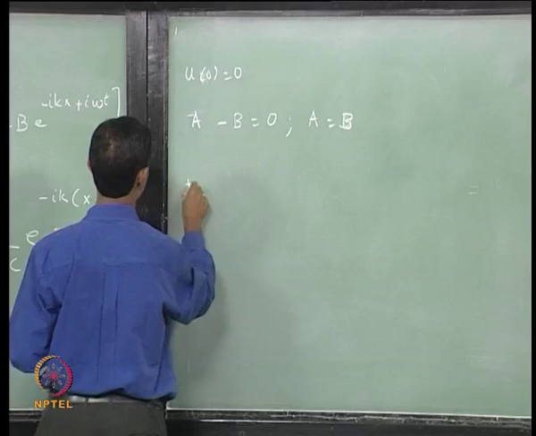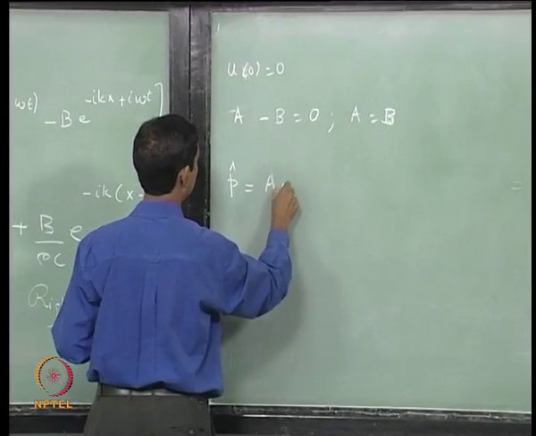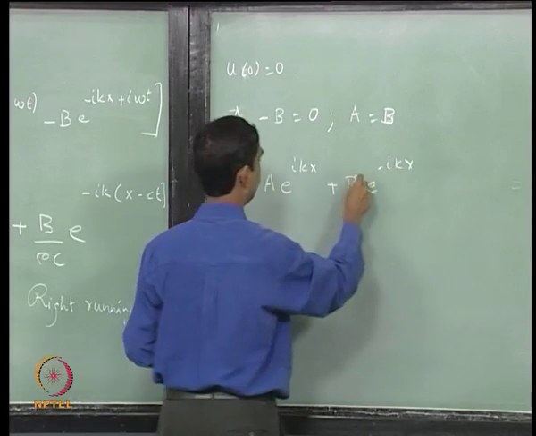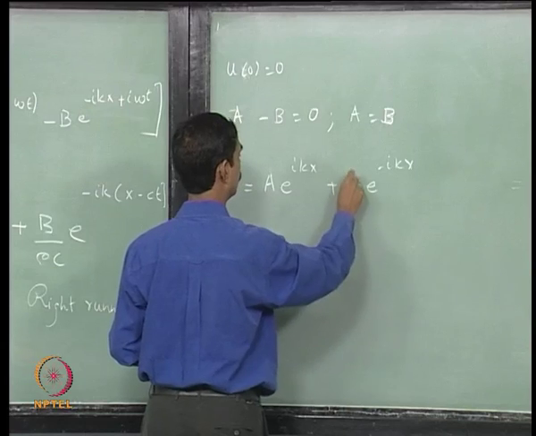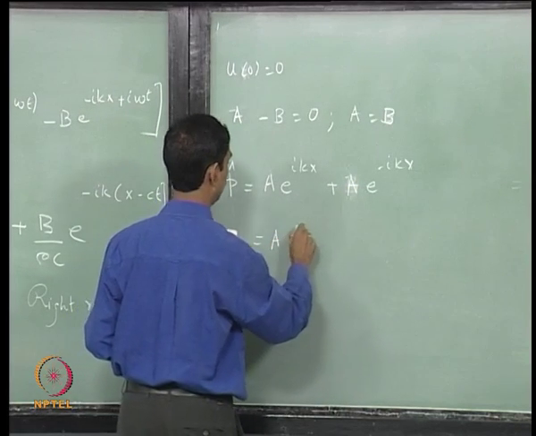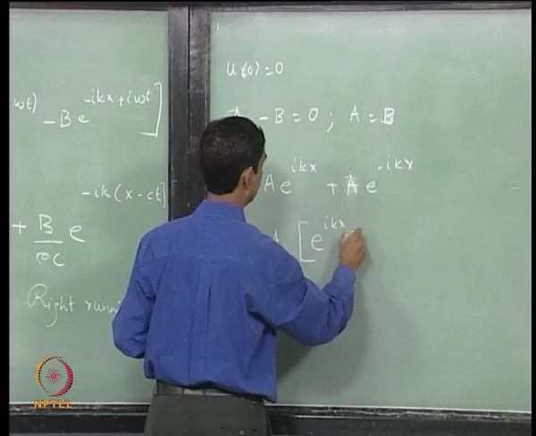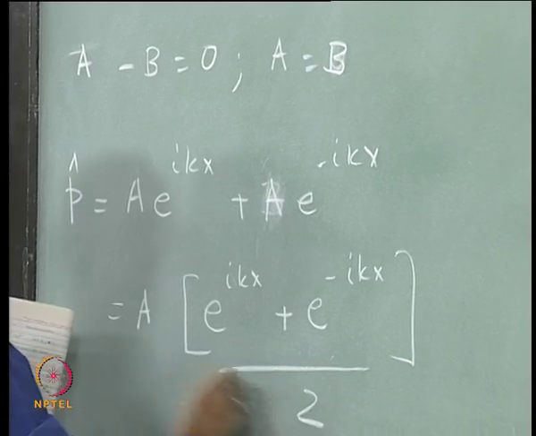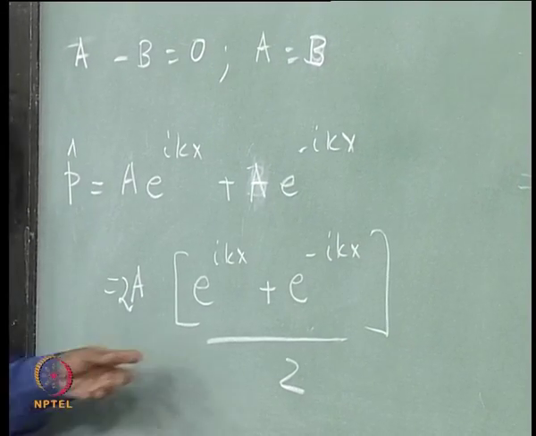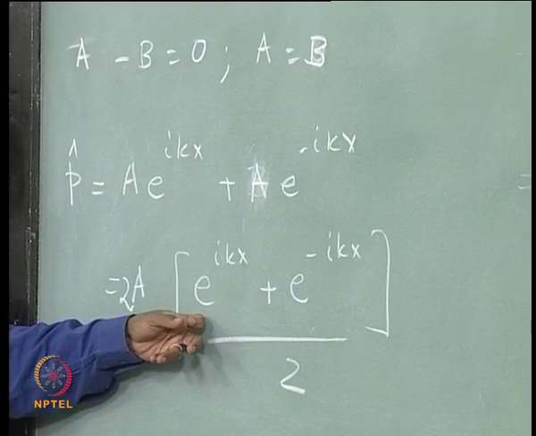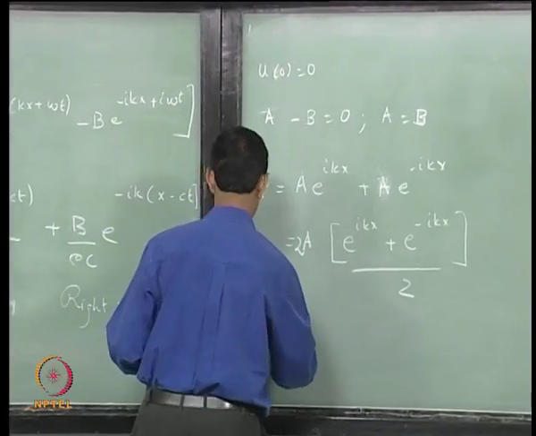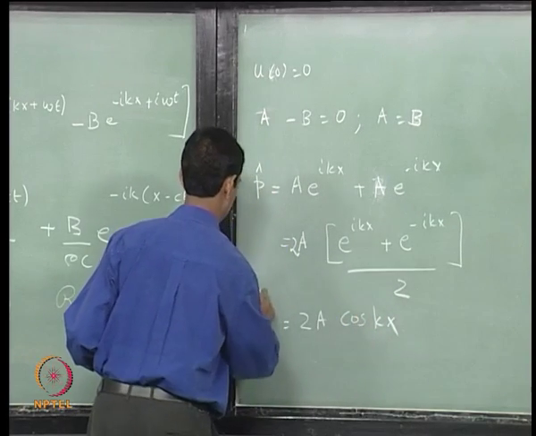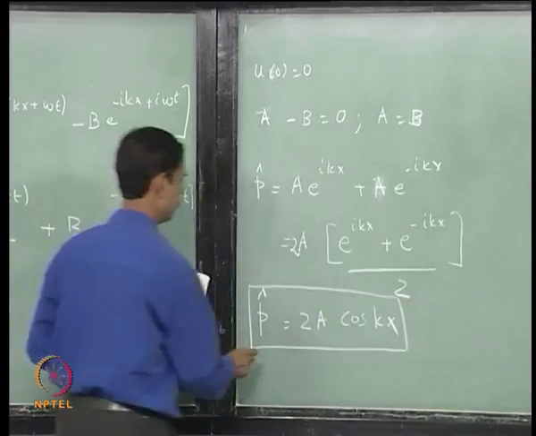So now we can rewrite the expression for pressure amplitude as a e power ikx plus b e power minus ikx, and we can replace this b with a. So this can be written as a times e power ikx plus e power minus ikx. Now what I will do is I will multiply and divide by 2 for convenience. So what is this expression? Cos kx. So this would be 2a cos kx for p hat. So we got a nice simple formula for p hat.